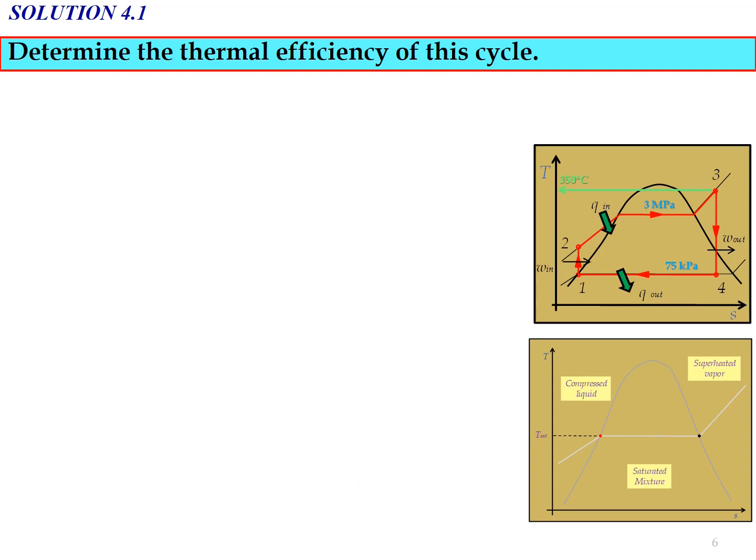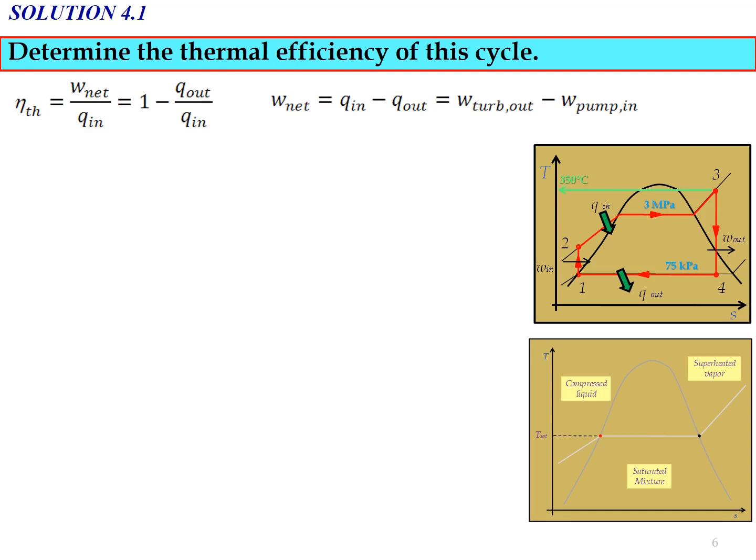So what you have to do is determine the important parameters for each state, especially the value of enthalpy, because later on, in order to determine the thermal efficiency, you need to know the enthalpy values to determine Q in, Q out, W in, and W out. We can use the general formula for thermal efficiency, where thermal efficiency equal to W net divided by Q in equal to 1 minus Q out divided by Q in. And we know that W net equal to Q in minus Q out, or equal to W out minus W in.